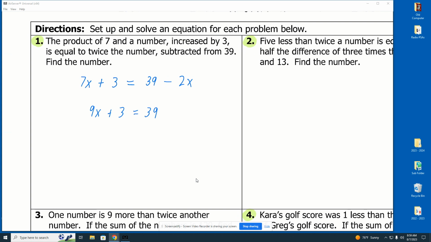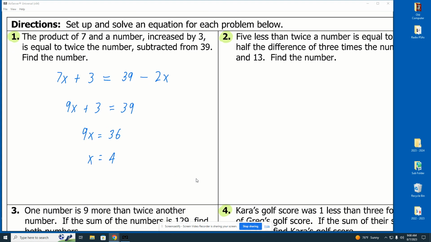And then, of course, we're just to step 4, solving the equation. We're going to first subtract 3. So 39 minus 3 is? And then we're going to divide by 9. What's 36 divided by 9? So our number is 4. And that's it. That's all there is to it. It's not too bad, right? Not bad? Okay, let's move along.